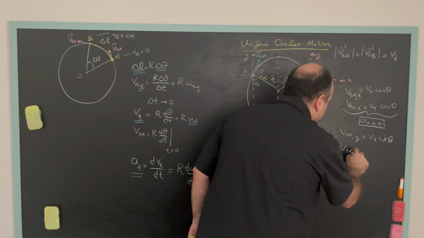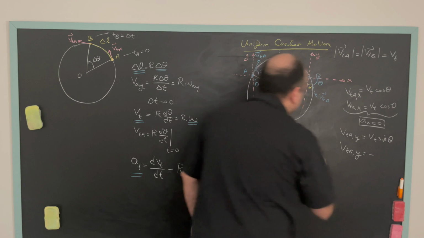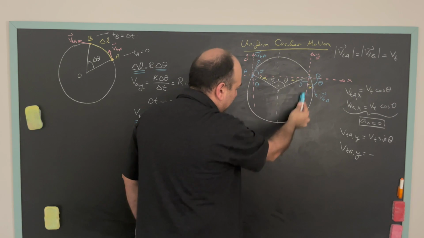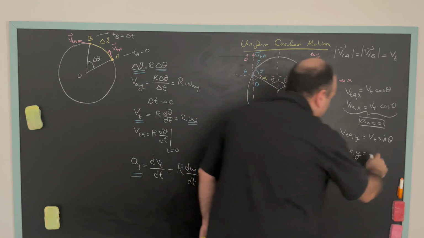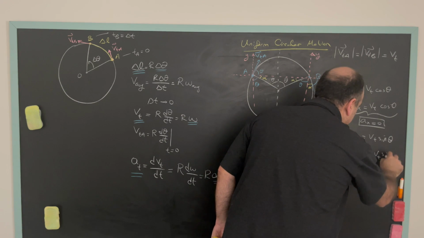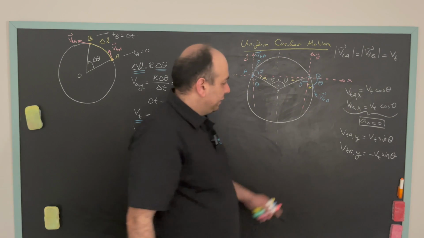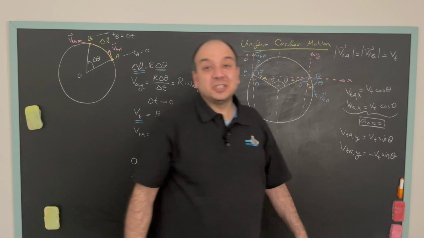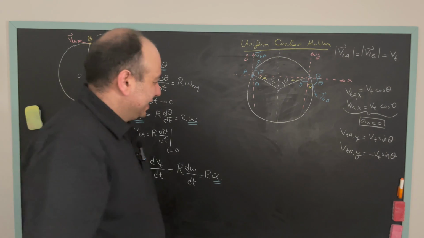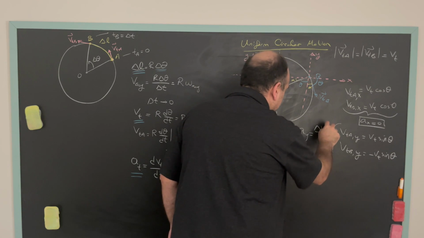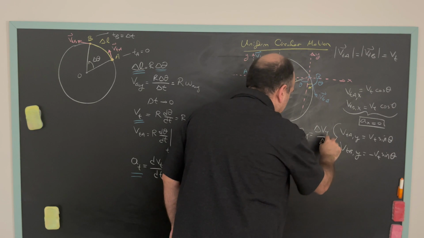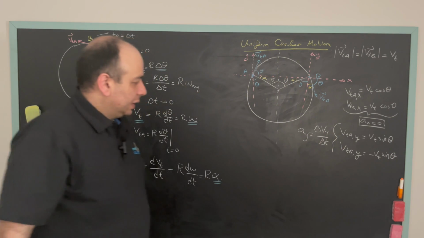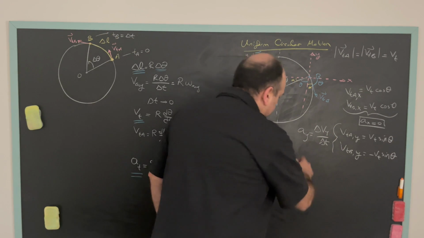So what is VTBy? It's going to be minus, right? It's pointing in the negative y direction. So minus Vt sine theta. So definitely we have some change in the y components, right? A sub y must be equal to delta Vy over delta t. And this A sub y cannot be 0.